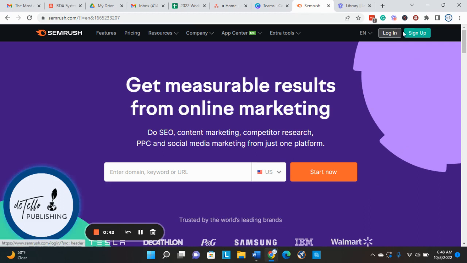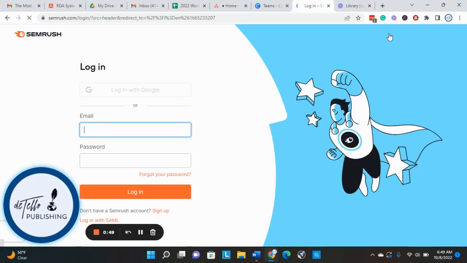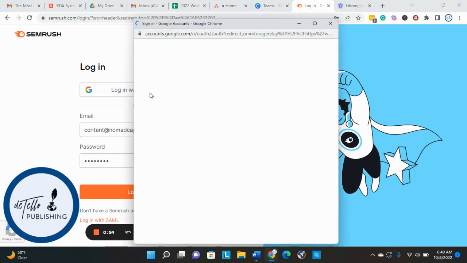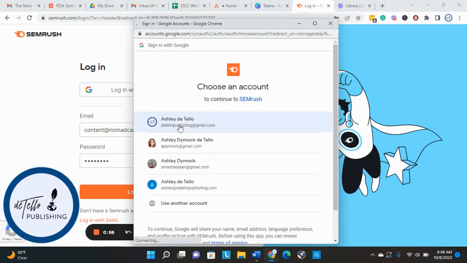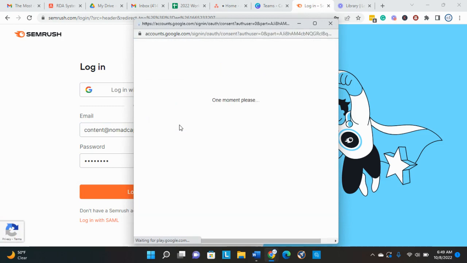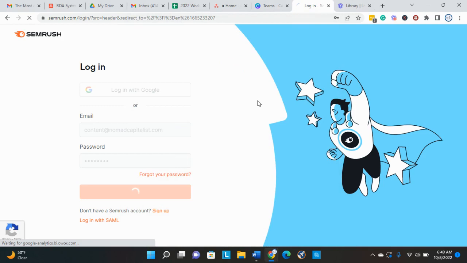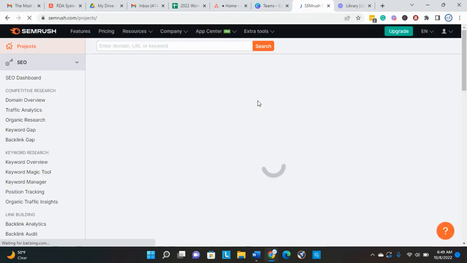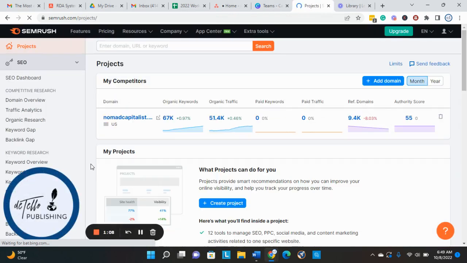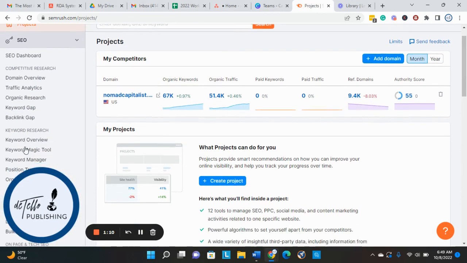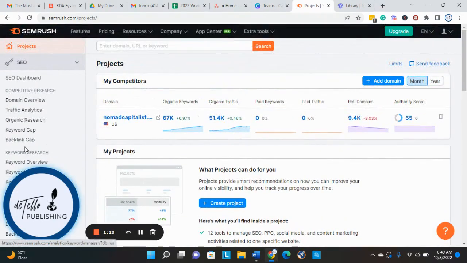But one of the things is you can just sign up with your email, and I've already signed up, so I'm just going to log in, and you can log in with Google, and I'll just pick one of mine. I have multiple accounts. And once it logs you in, they have tons and tons of information on here. You can do all sorts of things with SEMrush, but I'm only going to look at the keyword analysis for now.